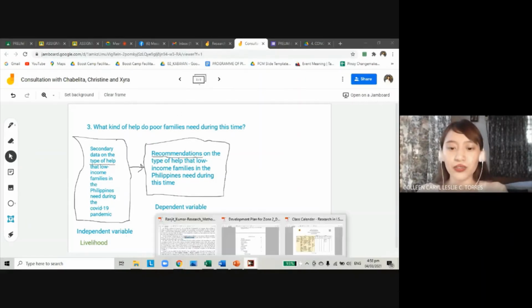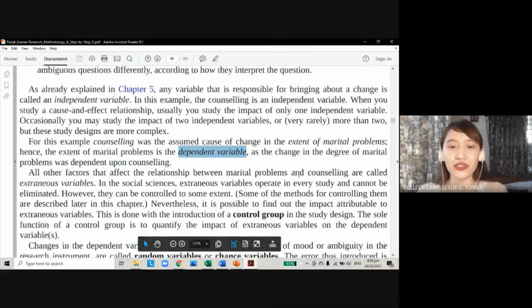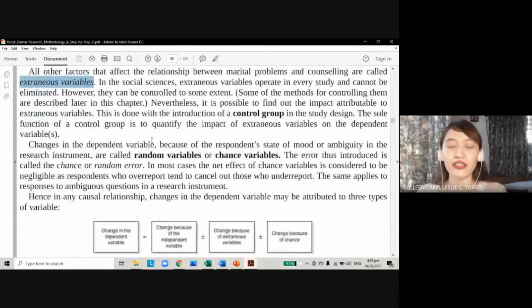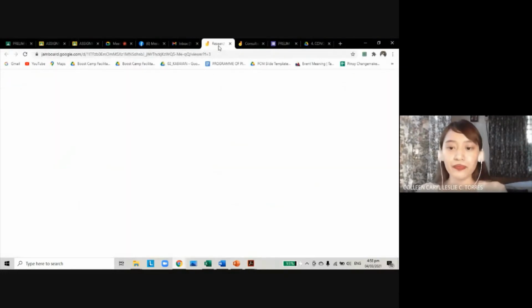So, let's go back to the chapter. Now we are going to also discuss extraneous variables class, because this is actually important in determining the research design. We have to make sure that any factor that could affect the study is identified so that we can address those factors. So an extraneous variable refers to all other factors that affect the relationship between the independent and the dependent variable.